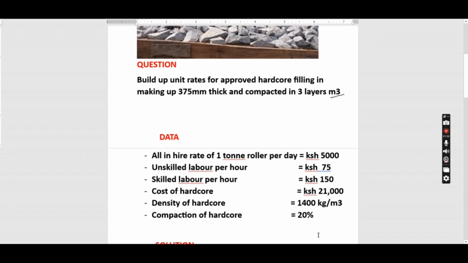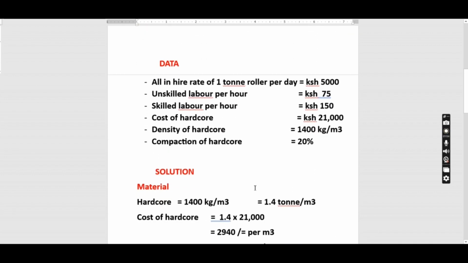So we need to start from the material that we are going to need, and for this case our material is hardcore. So we need to get the cost of hardcore. So this hardcore, we have its density 1400 kgs per meter cubic, and we need to convert it into tons. When we convert it into tons, we divide by 1,000. So that is 1.4 tons per meter cubic.